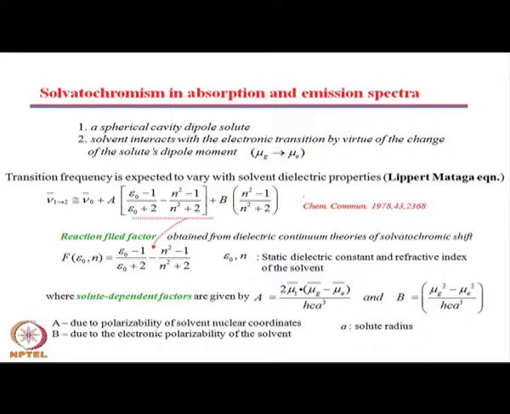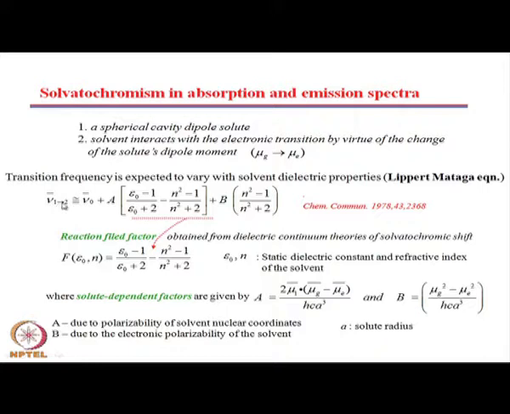So, solvatochromism in absorption and emission spectra is typically quantified by an equation by Lippert and Mataga, with appropriate reference. So, a spherical cavity dipole solute. The solvent interacts with the electronic transition by virtue of the change of the solute dipole moment from G to E, the solute's dipole moment as a result of transition from ground to excited state, that is mu G to mu E. And the transition frequency is expected to vary with solvent dielectric property, as per this Lippert-Mataga relation. Okay, this is the frequency.